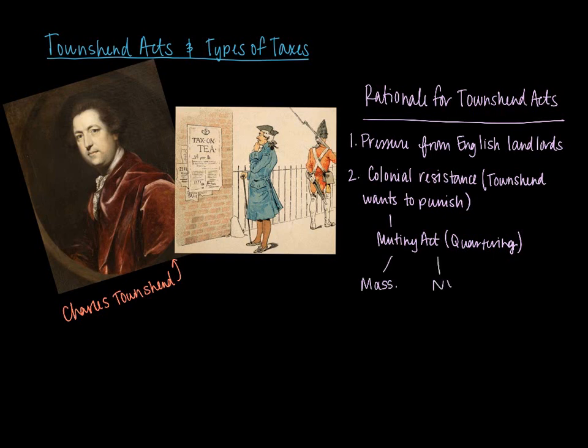New York also refuses. However, New York posed a major problem for the Crown because the headquarters for the Army was in New York City. Townshend decides he's got to react, so he disbands the New York Assembly until they obey the Mutiny Act. The next step is to enact the Townshend Acts, otherwise known as the Revenue Act.